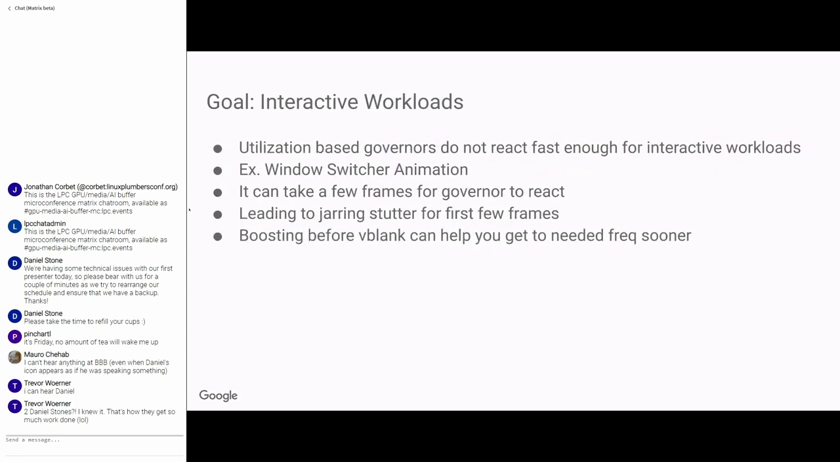Okay, you can go to the next slide now. And one of the other goals here is more interactive use cases. Say you're sitting there reading a web page and then suddenly you want to scroll down further, or there's the window switcher animation. In this case, the GPU has been idle for a while. Something happens and all of a sudden it's really busy. And this can sometimes take a utilization-based governor a little while to react to. So the same thing here: you know when the next upcoming page flip is, when you want to be done rendering by, and this gives an extra signal to the GPU that someone's waiting for it and it should ramp up.